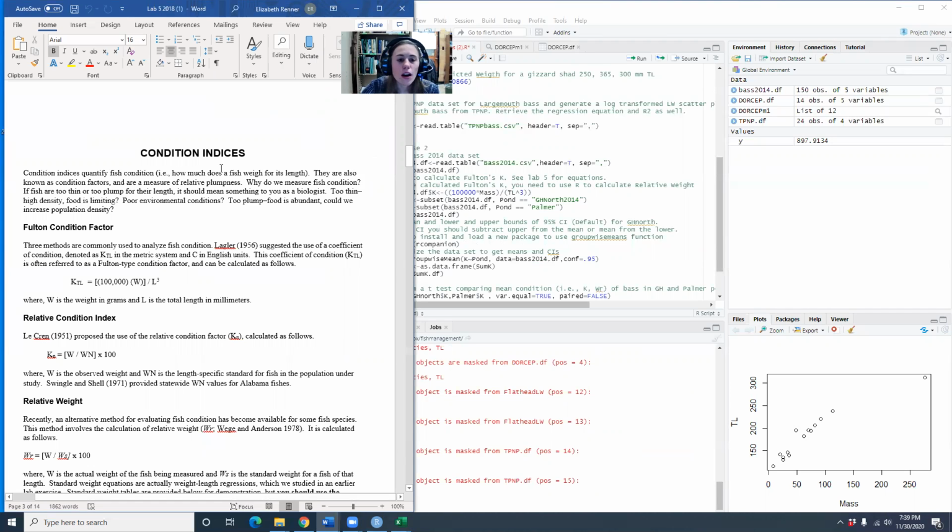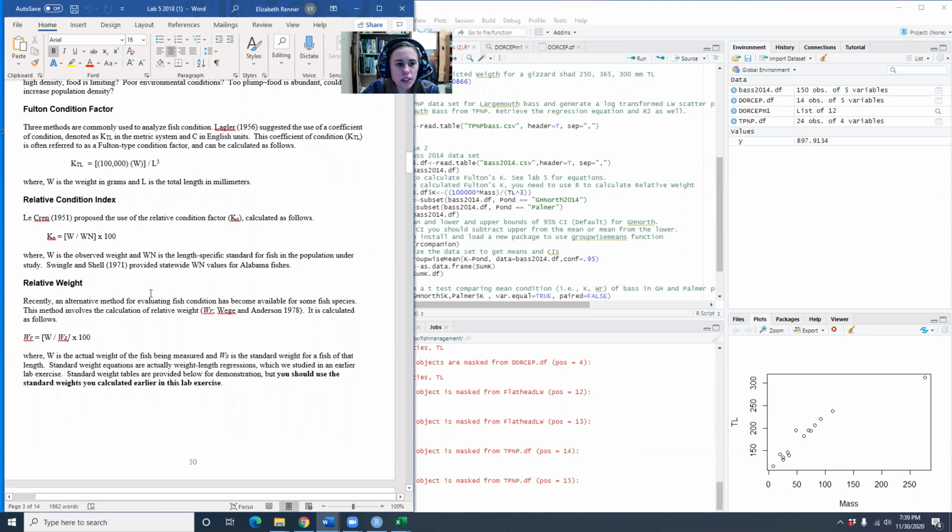And so here are three common methods used to analyze fish condition. So the first one, and one of the older ones, is called Fulton condition factor. Lagler in 1956 suggested the use of a coefficient of condition, denoted as KTL in the metric system and C in English units. This coefficient of condition is also referred to as a Fulton type condition factor and is calculated as follows. So your KTL, your Fulton value, equals 100,000 times W divided by L cubed, where W is the weight in grams of the fish and L is the total length in millimeters cubed.